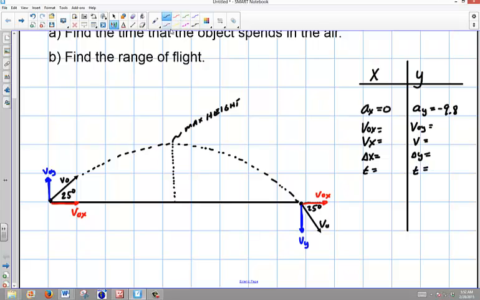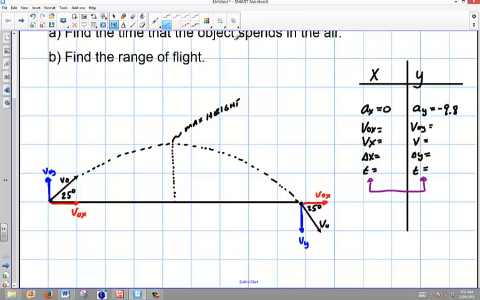Now these two times are going to share the same value. So if I find the time of one, I can use it over here for the other. But when I start any projectile problem, these two situations are always true. I always have a 0 acceleration in the x, and I always have negative 9.8 for the y.